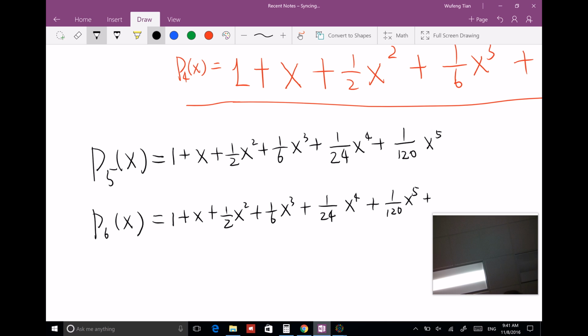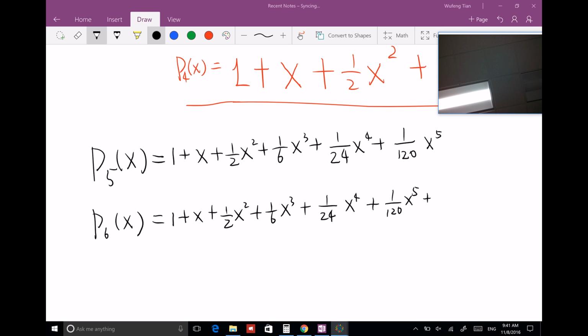Okay, so I'm going to ask another student to help me here. Nicholas, what do you think the next number is? 720. Okay, so x to the power what? 6. Perfect. Thank you very much. So if you continue, P6(x) is going to be very, very close to the original function. So then we can continue.